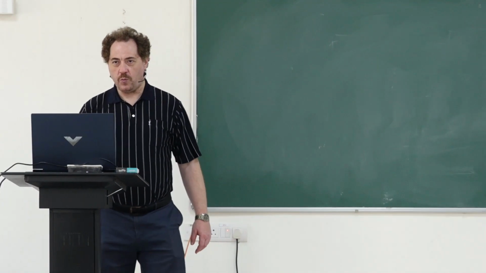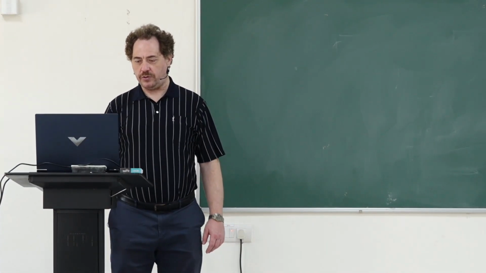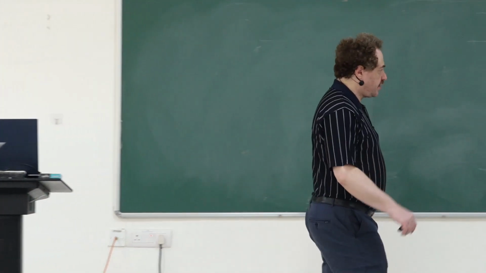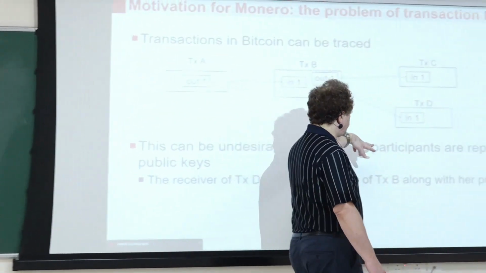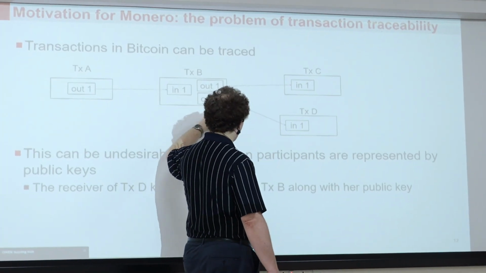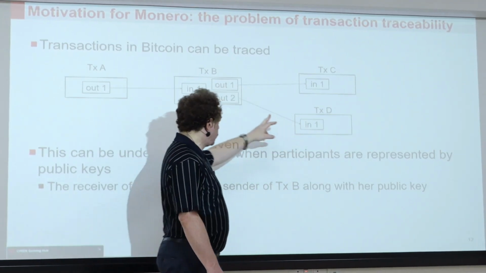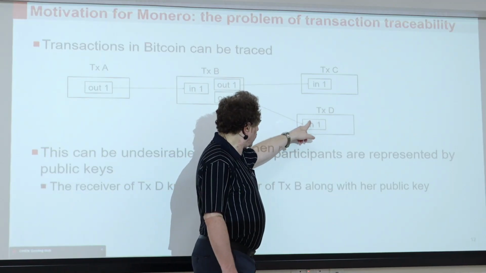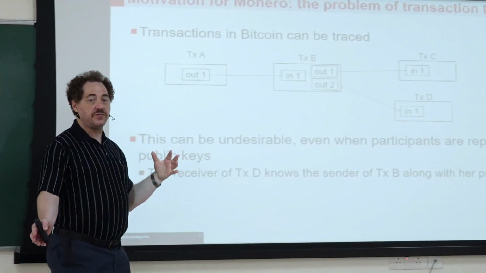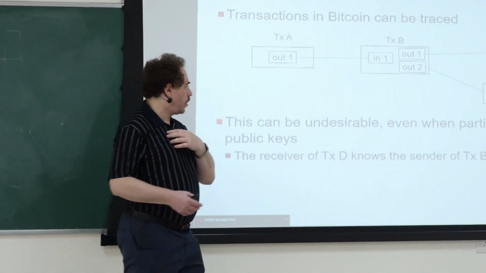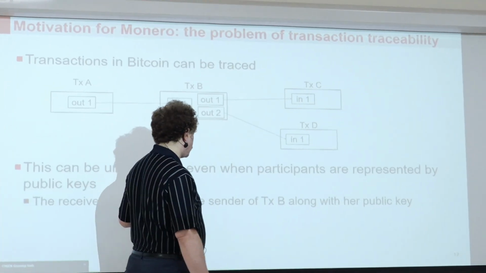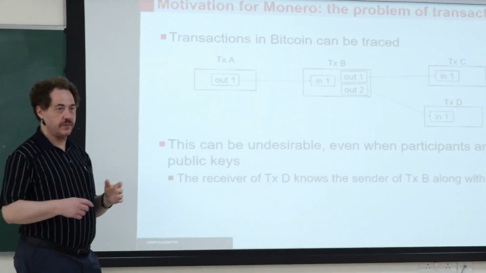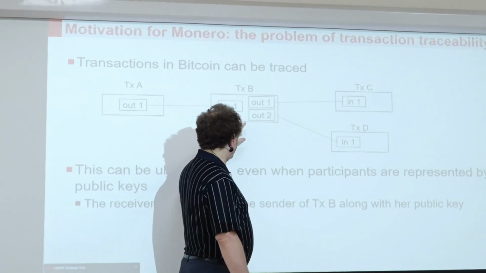So why was the creator of Monero dissatisfied with Bitcoin? Well, transactions in Bitcoin can be traced. What exactly does it mean? Well, for each input, we know the output which connects to this input, the same UTXO, right? So we have a UTXO here, and then we use it as the input in another transaction. This way we can build, first of all, a graph of transactions. And this graph is publicly available for everyone, not just to the parties involved in a particular transaction.